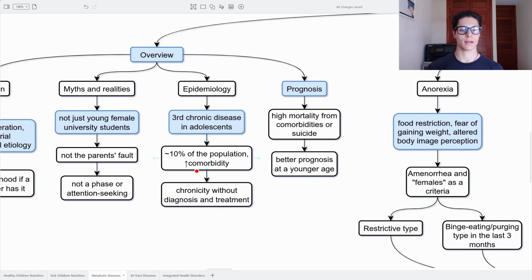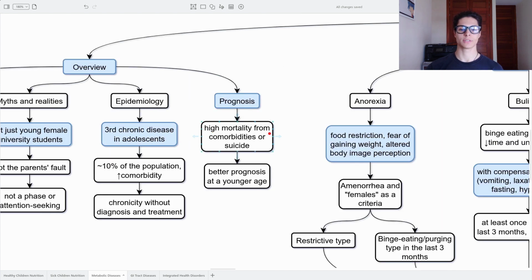And there is a higher comorbidity. That means it is related with other diseases. And the chronicity is without diagnosis and treatment. The prognosis is high mortality from comorbidities or even suicide, which is very bad. And there is a better prognosis at a younger age. So if we treat this early, it's always going to be better.